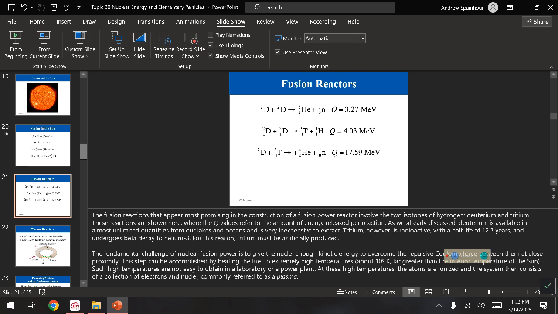The fusion reactions that appear most promising for the construction of a fusion power reactor are the 2 isotopes of hydrogen, deuterium, and tritium. So these 3 that you're looking at right here are the most promising interactions that could potentially allow us to cause a fusion reactor here on Earth. Now, what is the main reason why fission, oh, I screwed this up, my apologies. Fission, big stuff getting smaller, is more prevalent here on Earth than fusion.